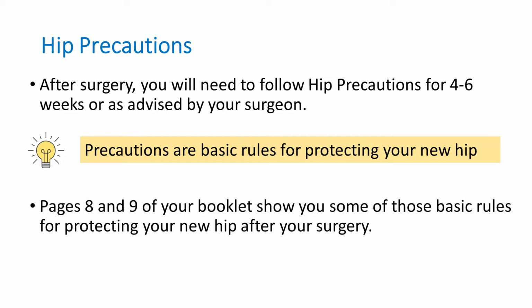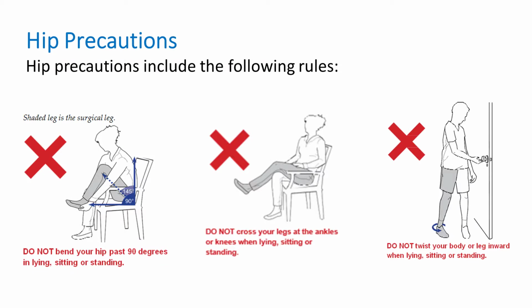After surgery, you will need to follow hip precautions for 4 to 6 weeks, or as advised by your surgeon. Precautions are basic rules for protecting your new hip. Pages 8 and 9 of your booklet show you some of those basic rules for protecting your new hip after your surgery. Hip precautions include the following rules. Do not bend your hip past 90 degrees in lying, sitting, or standing. Do not cross your legs at the ankles or knees when lying, sitting, or standing. Do not twist your body or leg inward when lying, sitting, or standing.